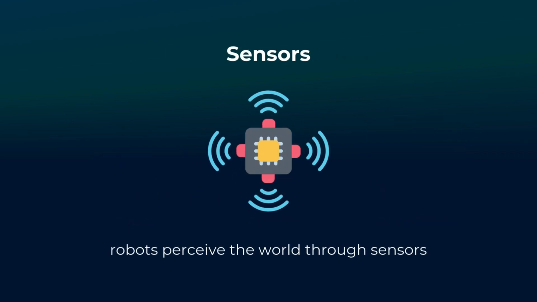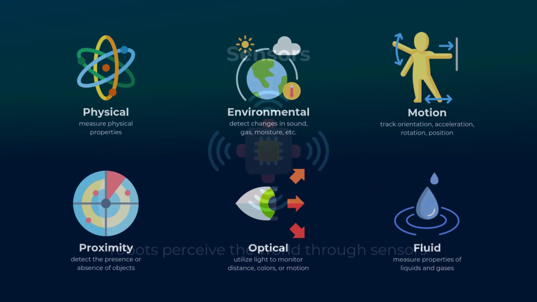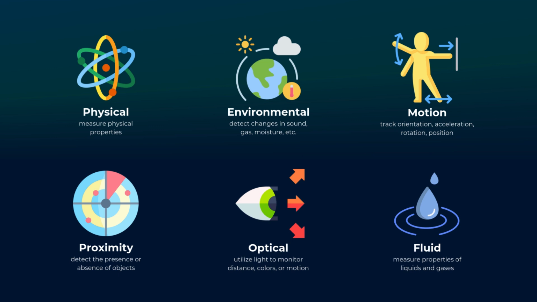Sensors are how robots perceive the world around them. Physical sensors measure physical properties, like understanding the difference between solids, liquids, and gases. Environmental sensors detect changes in sound, gas, moisture, and more. Motion sensors track orientation, acceleration, rotation, position, etc. Proximity sensors detect the presence or absence of nearby objects.